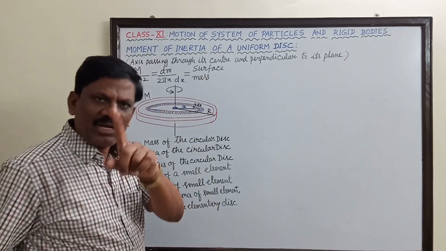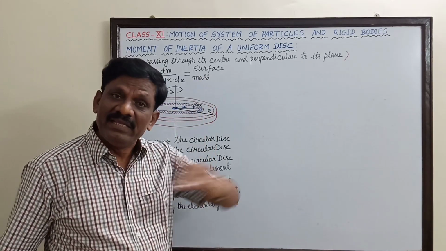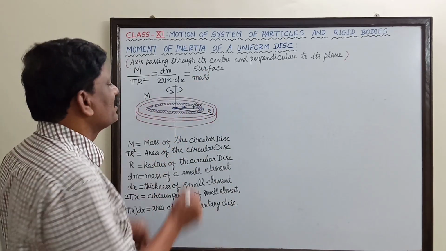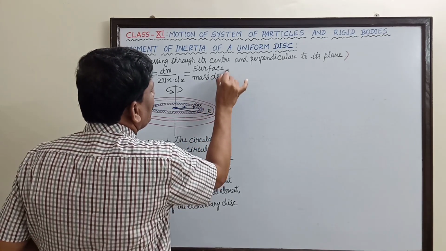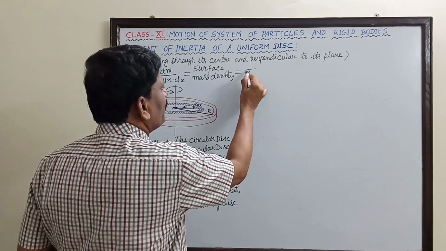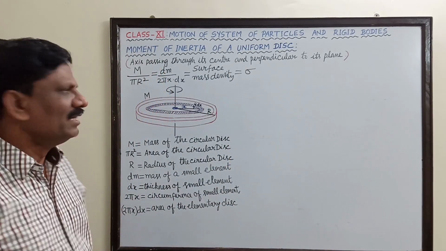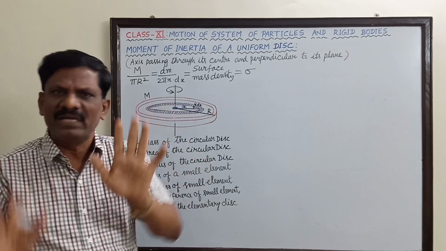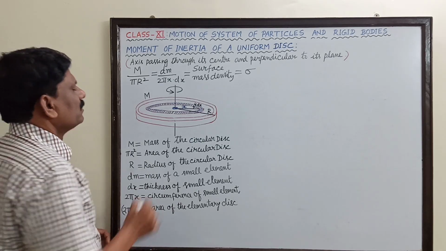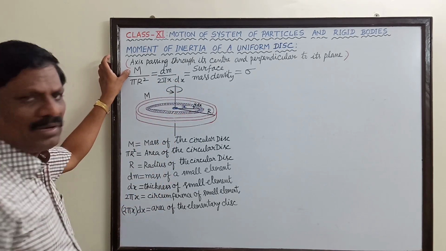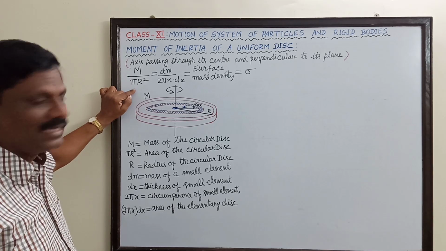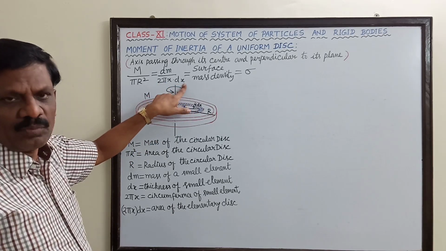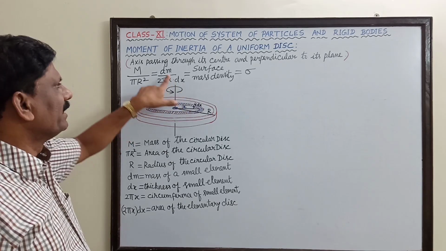If it is a one dimensional object, as in the previous derivation, we used linear mass density, mass by length. Now it is surface area, therefore it is called surface mass density. And this must be a constant, denoted with the symbol sigma. Any portion of this disk, if you take it and measure the ratio mass by area, it must be a constant. So the total mass of the disk divided by the total area of the disk must be equal to the mass of the elementary ring divided by its area 2 pi x into dx. From this I get an expression for dm.